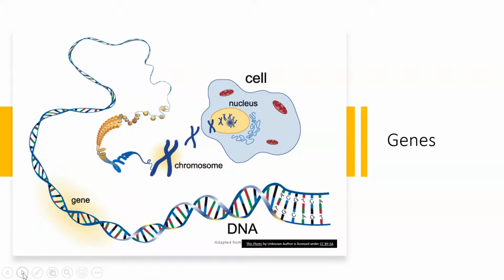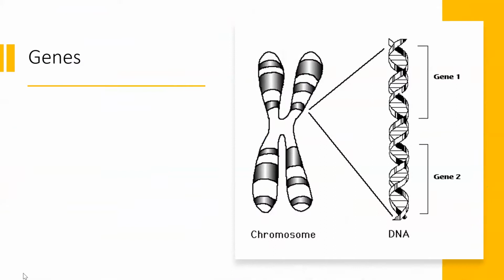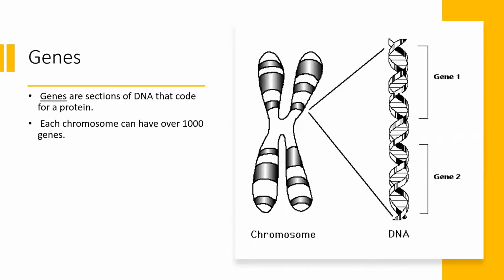We've said that DNA coils up into supercoils and forms what we call chromosomes. So where do genes come into this? What are genes? Genes are sections of DNA that code for specific proteins. Effectively, genes are sections of our chromosomes. Each chromosome can have over 1,000 different genes on it.